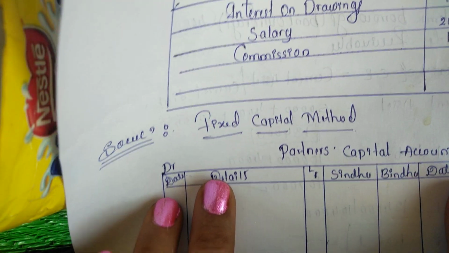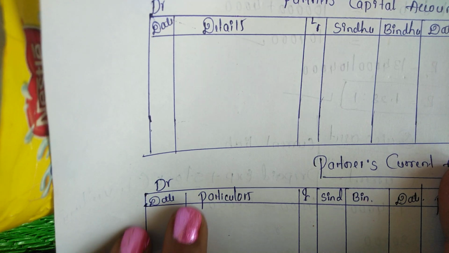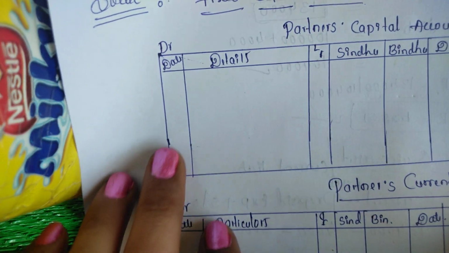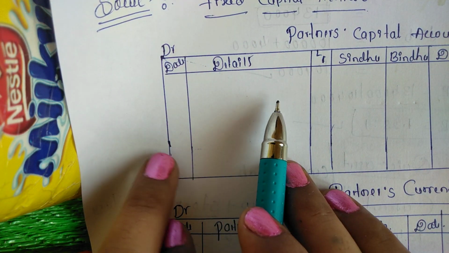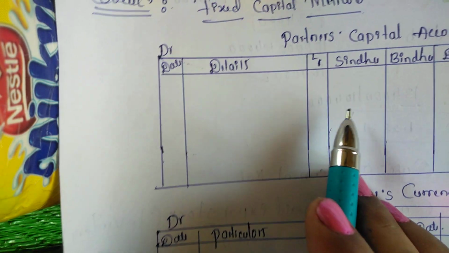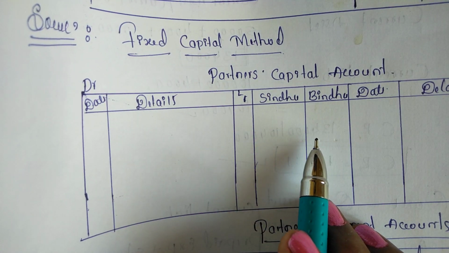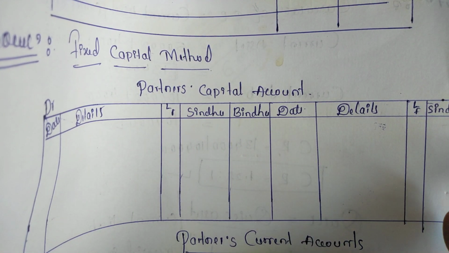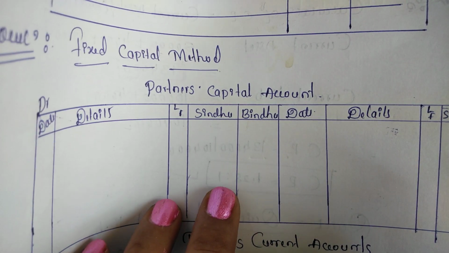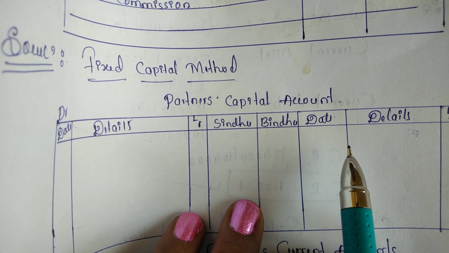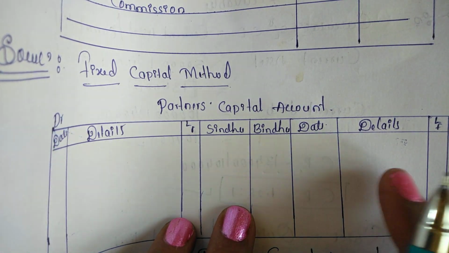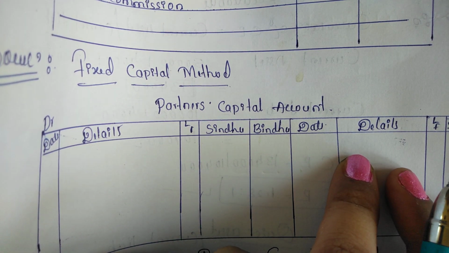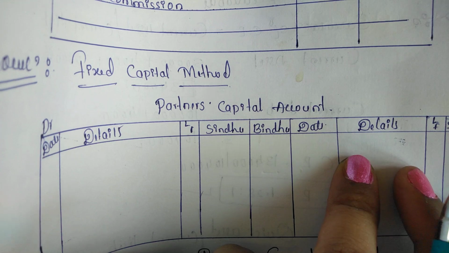In the fixed capital method, this is a simple format of a fixed capital account. The first column is date, the second column details, the third column LF, the fourth column Sindhu, the fifth column Bindu, and then the same on the other side: date, details, LF, Sindhu, Bindu. Here is one point you should remember. In the partner's capital account, we should enter on the credit side the partner's capital as well as the additional capital introduced by the partners.